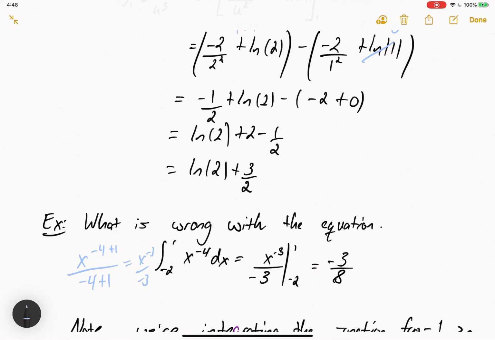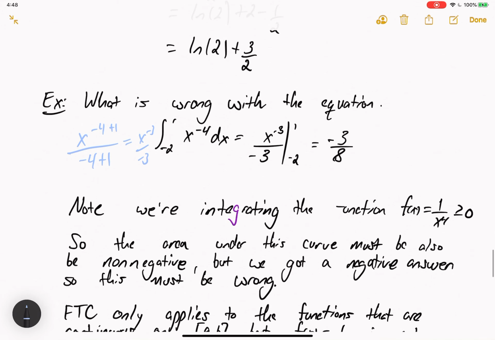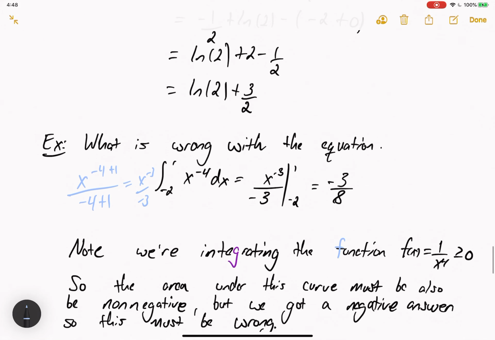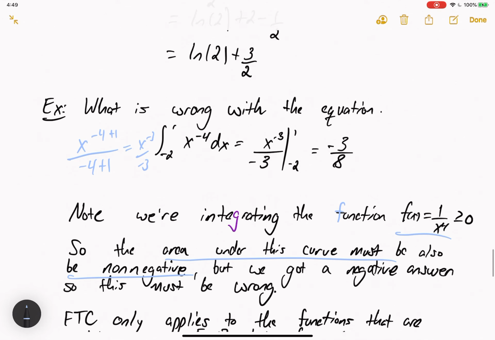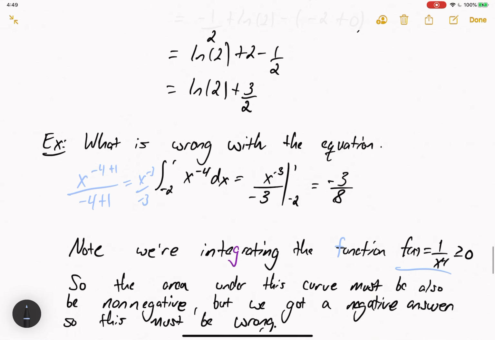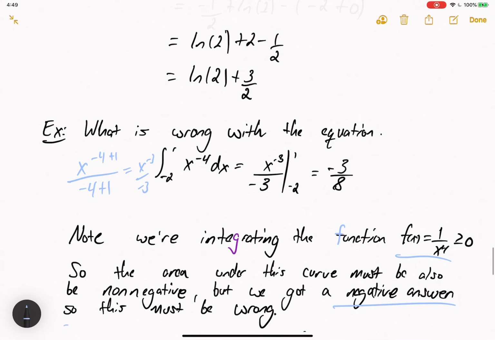So that's the correct answer, sort of. But there is an issue. We're integrating the function f of x equal to 1 over x to the 4th, which is greater than or equal to 0, so it's non-negative. So the area under the curve must also be non-negative. If you integrate something positive or 0, you should get positive or 0, but it can't be negative. But the answer we got was negative. We integrated a positive function and got a negative answer. So this has to be wrong.